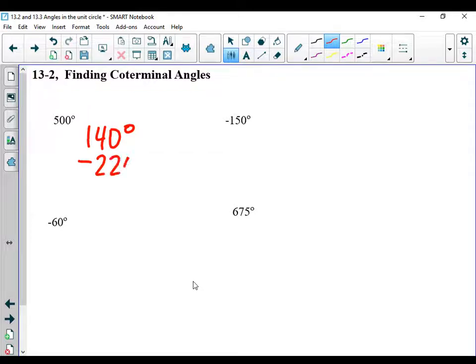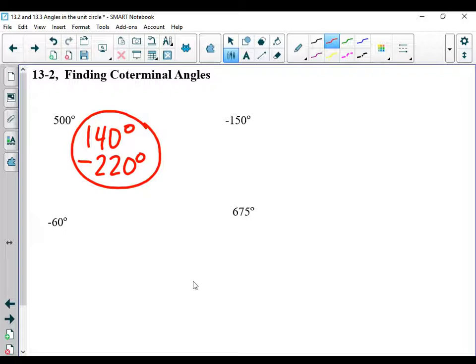Negative 220. A lot of times they'll pick the smallest of the two. Don't think that your answer is wrong by putting 860 on there, okay? If you kept adding 360 over and over again, you're not wrong. They are still technically coterminal angles, unless they tell you there are restrictions on how far you can go. But literally they want a positive and a negative answer.